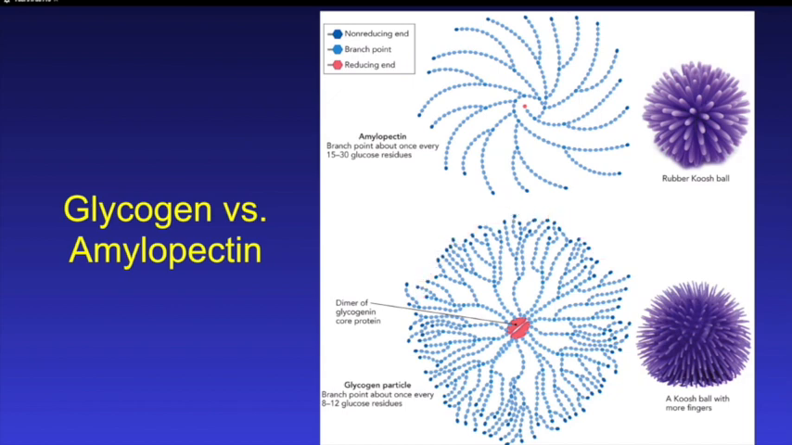And so you can talk about the structure kind of like a koosh ball. You have a koosh ball that has a few actual fingers, or a koosh ball with lots and lots of fingers. The glycogen that we have in our body looks like this, with lots and lots more ends by which we can manipulate the glycogen both degradatively and synthetically. This structure allows us to, one, create a much more soluble glycogen, and two, a more accessible glycogen.